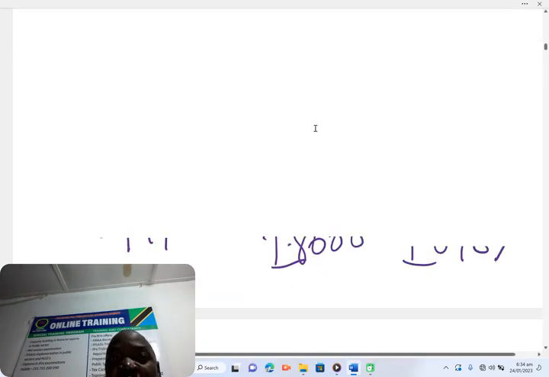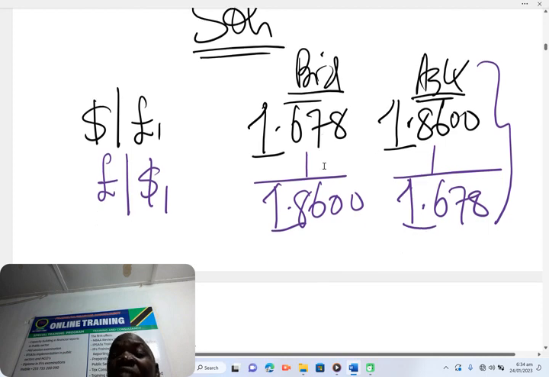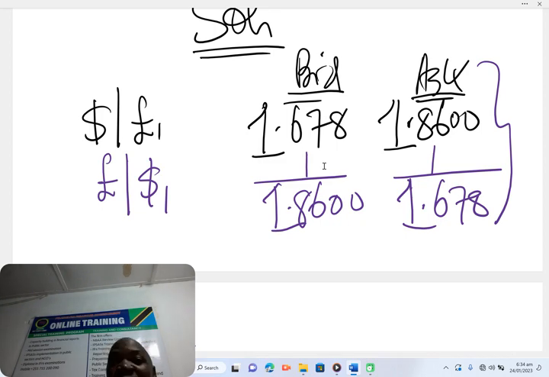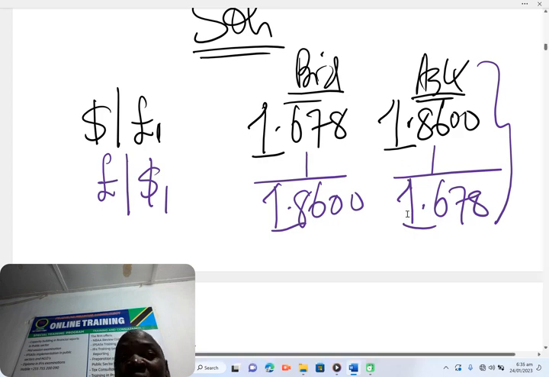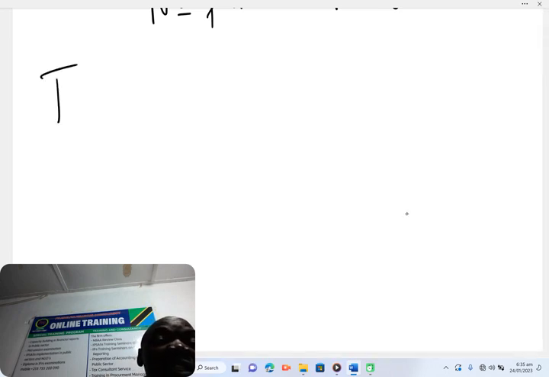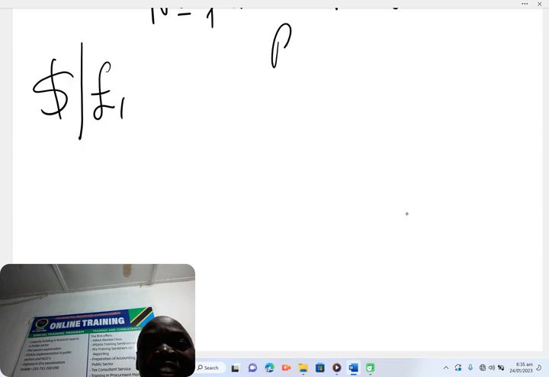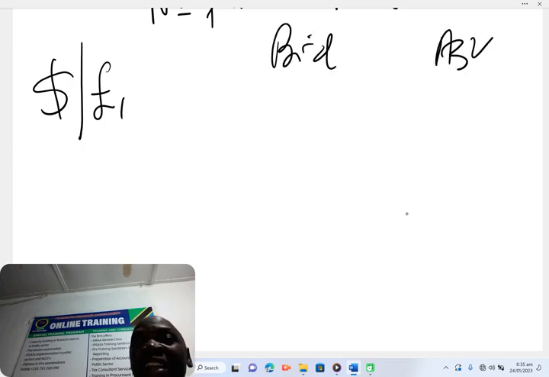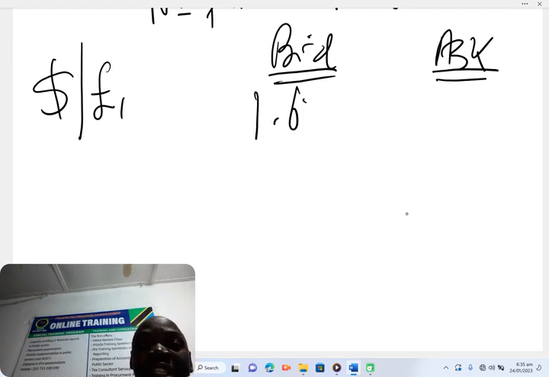Now, from our quotation here, which quotation are we going to use? Is it the first one or second one? The first one. Because it's where pound is a trading currency. So you take the first one. From our understanding, you write it here that it is dollar against pound, and bid and ask. Now, what are the rates? State again. 1.678. Again.